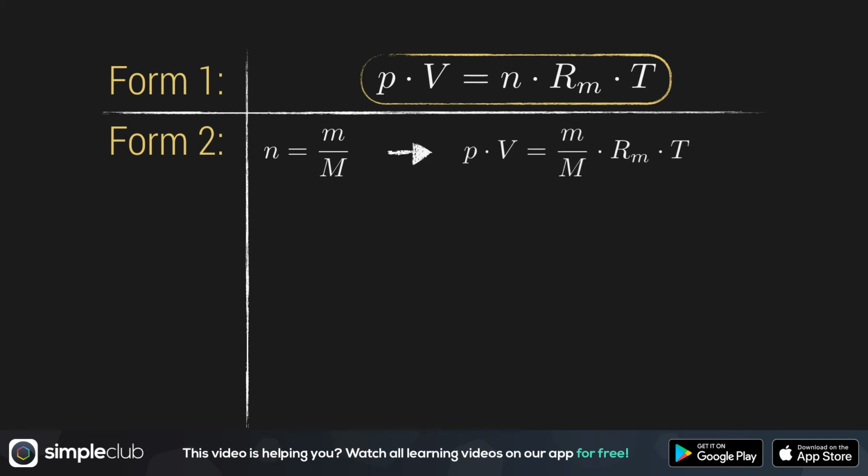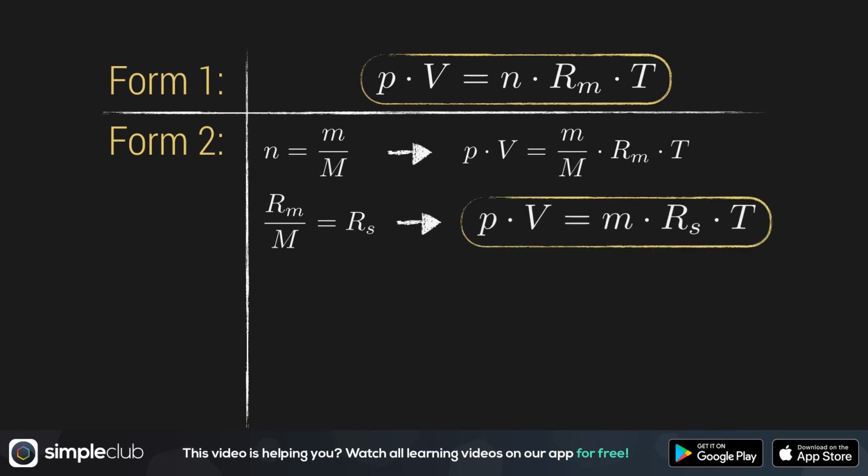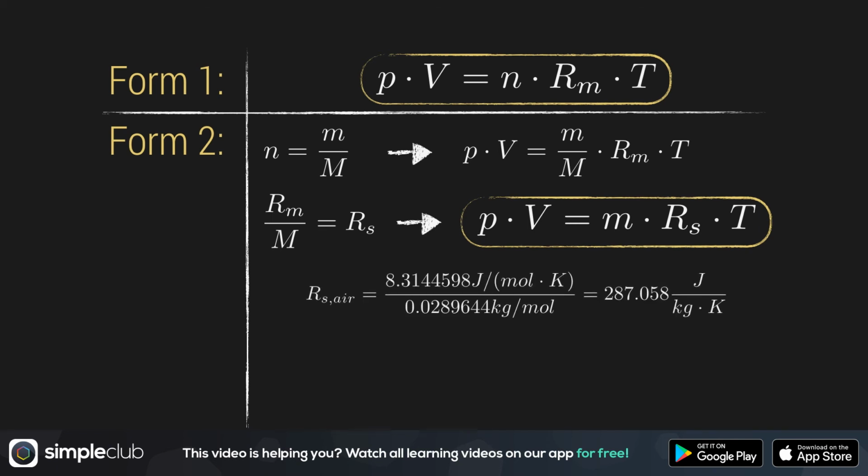Now, we can cancel out the molar mass with this relationship here. The Rs stands for the specific gas constant, so let's put that in. Now, we have the second very well-known form of the gas equation. One little drawback is that the specific gas constant, Rs, is indeed a constant, but it depends on the particular gas. Every gas has its own constant. For example, air has this value.